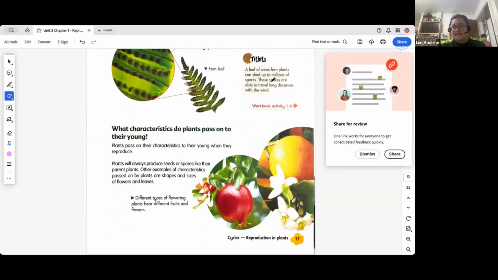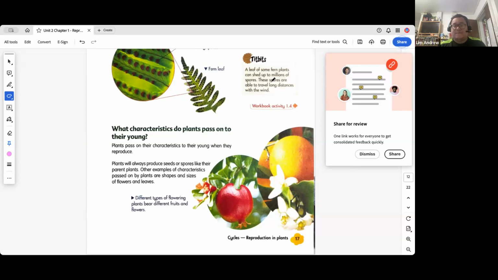So let's come to the main section of the chapter. What characteristics do plants pass on to the young? Every adult will pass on its characteristics to the young when they reproduce, the same as plants. Plants always produce seeds or spores like their parent plants. One example of a characteristic that is passed on is the shape and size of the flowers and leaves. All baby plants will share the same shape and size of flowers and leaves as their parent plant.